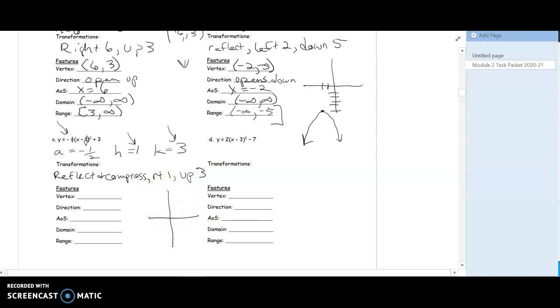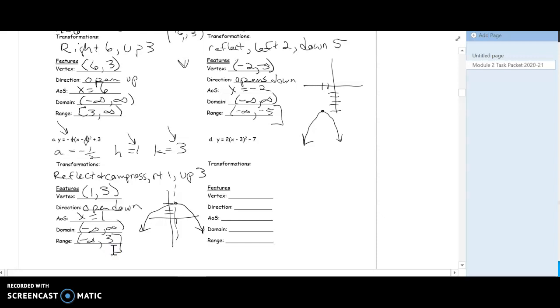Sometimes it helps to sketch. And right 1, up 3, it's going to open down since it's reflected. Right 1, up 3, compressed, it's wider, opening down. Axis of symmetry is always an x equals 1. Domain, you start to notice, is always negative infinity to infinity. The range, y values start down here and go all the way up to 3. So that's from negative infinity all the way up to 3 with a closed bracket.